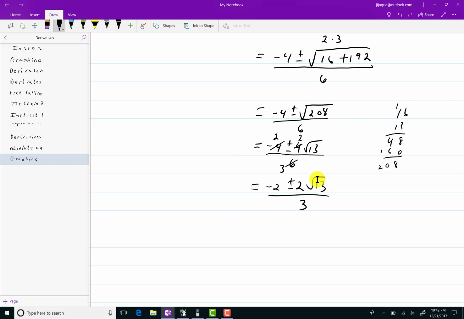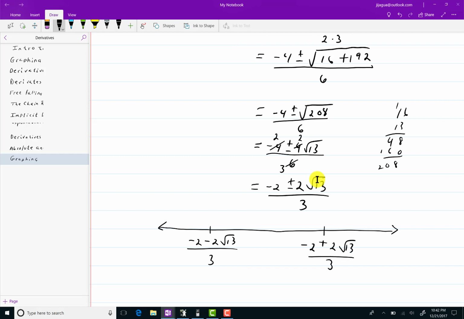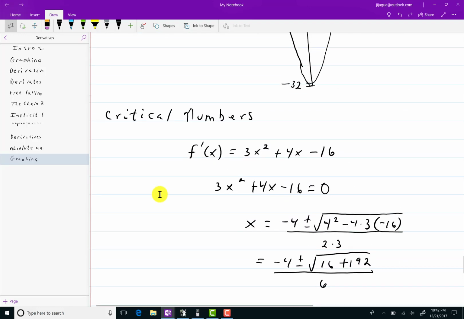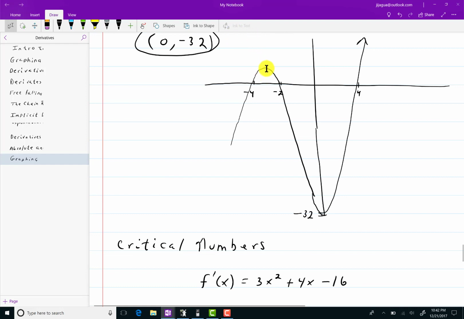Remember what we do typically to find where the function is increasing and decreasing is we put these on a number line. So I'll start this one over here, negative 2 minus 2 radical 13 over 3, and then over here, negative 2 plus 2 radical 13 over 3. And I'll pick numbers inside this interval, in this interval, and in this interval to test whether the function is increasing or decreasing. Now I'll bet, because I already know what the graph looks like, that it's going to be increasing, then decreasing, and then increasing. But let's see how it pans out with the numbers.